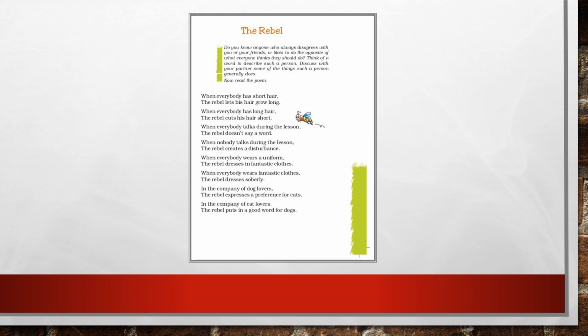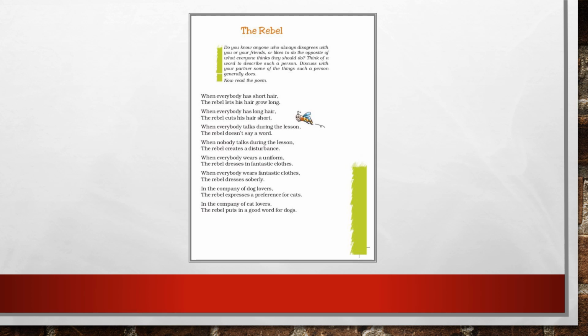When everybody has short hair, the rebel lets his hair grow long. When everybody has long hair, the rebel cuts his hair short. When everybody talks during the lesson, the rebel doesn't say a word. When nobody talks during the lesson, the rebel creates a disturbance. When everybody wears a uniform, the rebel dresses in fantastic clothes. When everybody wears fantastic clothes, the rebel dresses soberly.